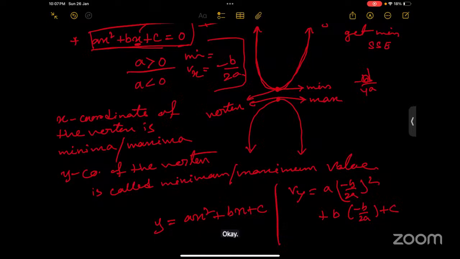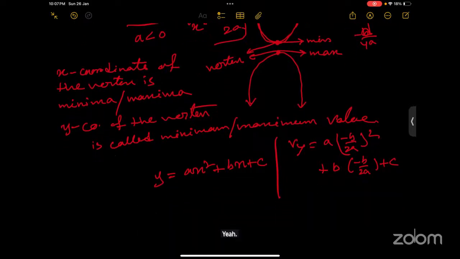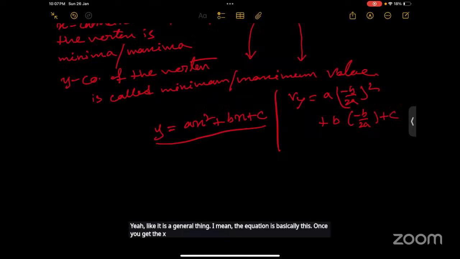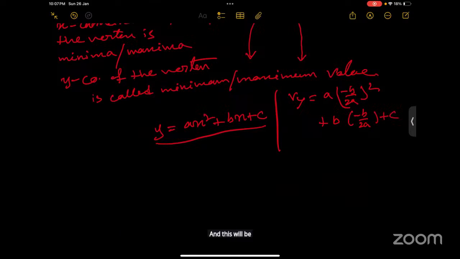Is d the discriminant? Using that formula, you will get the answer of Vy. But it is a general thing: once you get the x coordinate and you want the y coordinate, you have to put the value of x in the equation. Then you will get a value of y, and this will be the y coordinate. Is it clear?